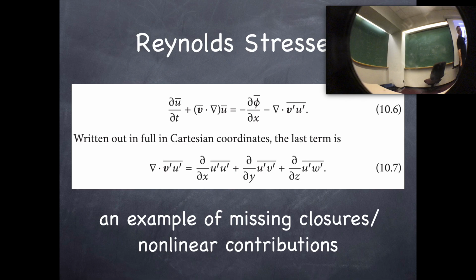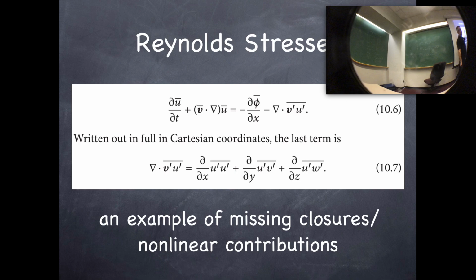If it's incompressible, I can write v dot grad u equals div of v u. Then I take the bar, which equals div of v bar u bar plus v prime u prime bar. So this is the v prime u prime bar, this is the other one.